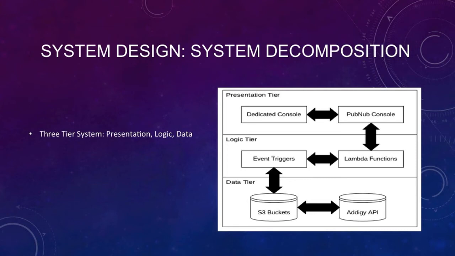Next is the system design. For this project, I used a 3-tier system with presentation, logic, and data tiers. The alerts are displayed in the presentation tier, the Lambda code runs in the logic tier, and the S3 buckets and AUDIT API compose the data tier.